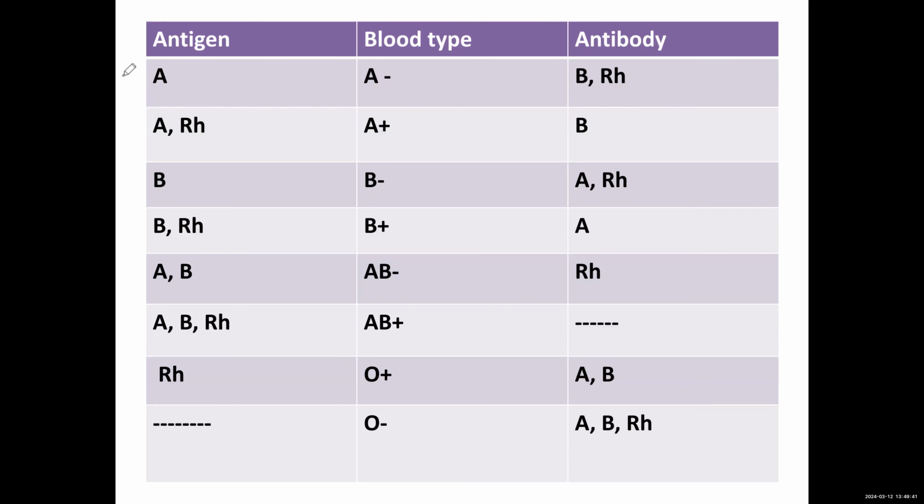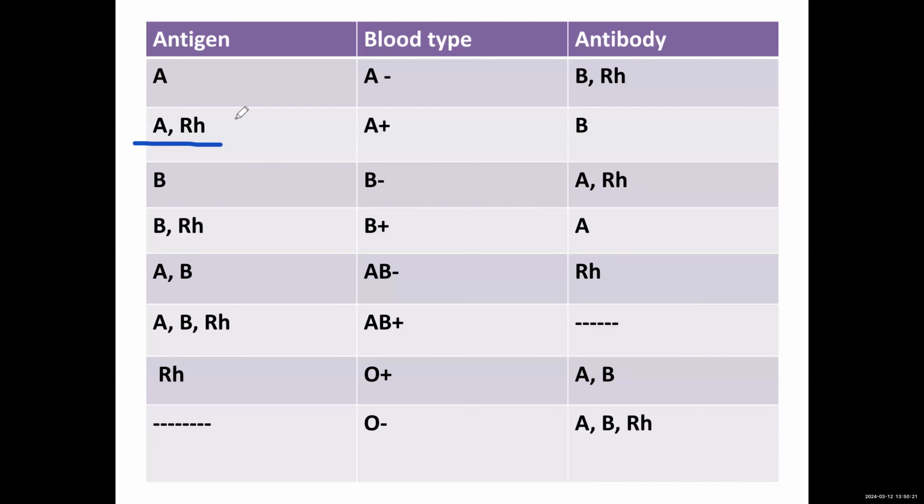So let's say we draw your blood and we find antigen A, right? Then only antigen A, so the blood type is going to be A minus. Now why minus? Because there is no RH. And you then make antibodies against B and against RH. That means you cannot receive any blood that has antigen B or antigen RH. So you cannot receive B plus, because you make antibodies, and you cannot receive AB plus.